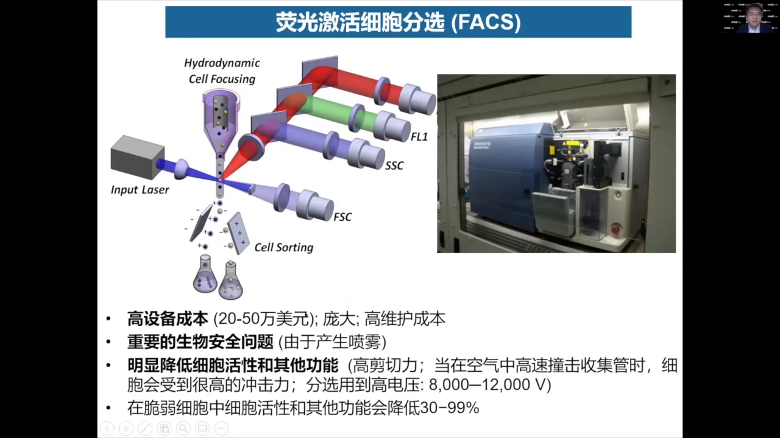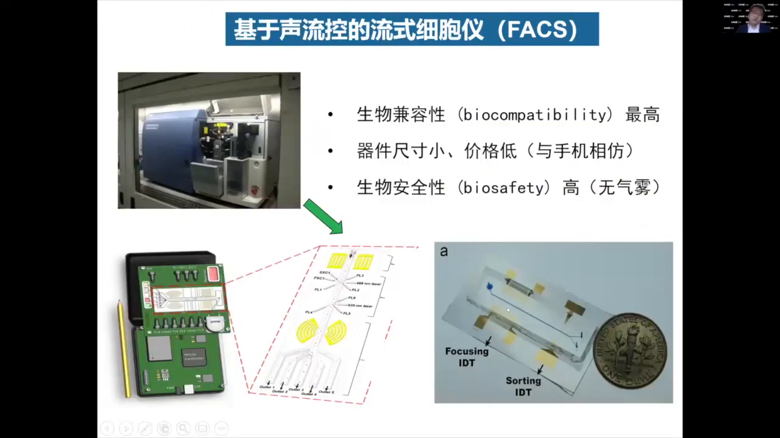But the problem is that it is expensive, and it has significant biosafety issues, also biocompatibility issues, because they use a high flow rate and generate high stress to push the cells, and they also use high voltage. These results show that for some fragile cells, the cell viability decreases by 30 to 99%, which is not good. You don't want it. And our acoustic wave is more gentle, right? And here we are developing a lab-on-chip device that can.